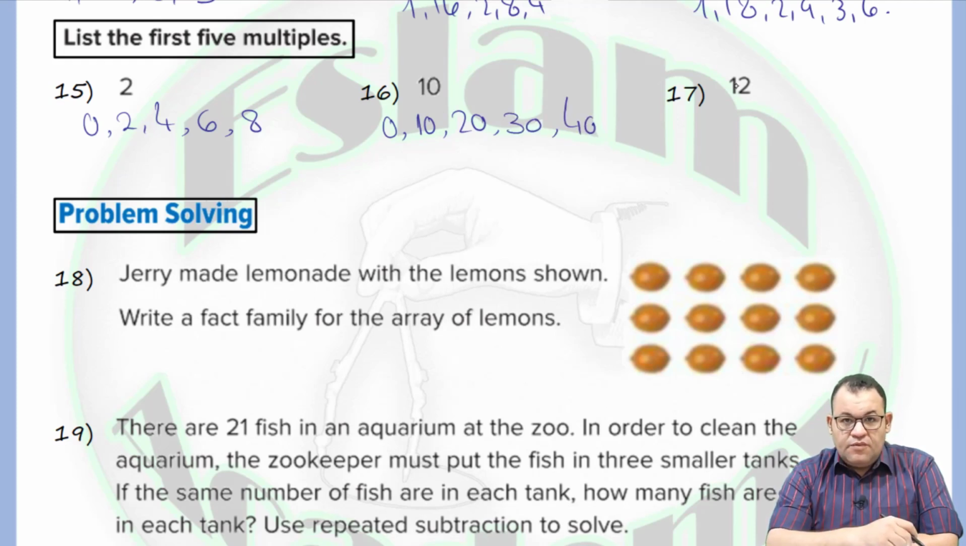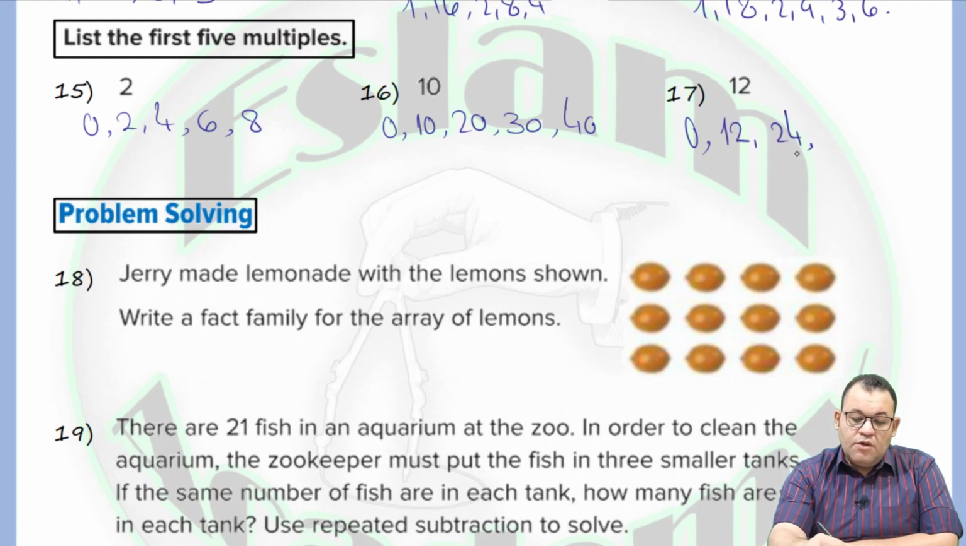The same for 12. We need to find the first 5 multiples of 12. So it will be 12 times 0 equals 0. 12 times 1 equals 12. 12 times 2 equals 24. 12 times 3 equals 36. 12 times 4 equals 48.